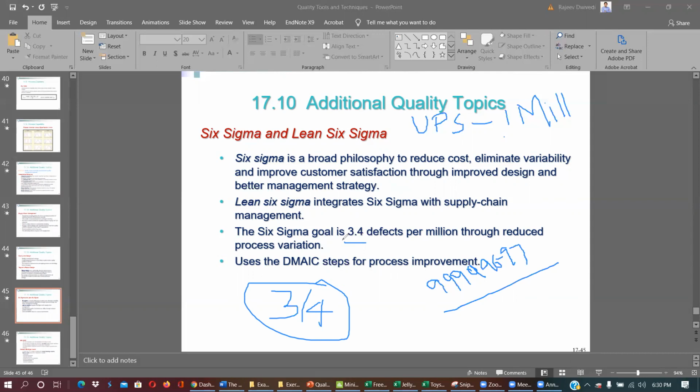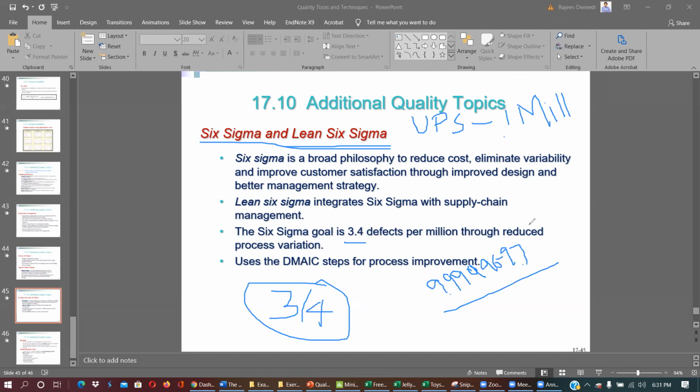Who invented this? Motorola is the company, the organization, which developed this philosophy. FedEx is doing it, and Apple too. Most of the top Fortune companies have Six Sigma quality control, a Six Sigma policy. That means out of a million, only 3 to 4 parcels or 3 to 4 defects can be tolerated.